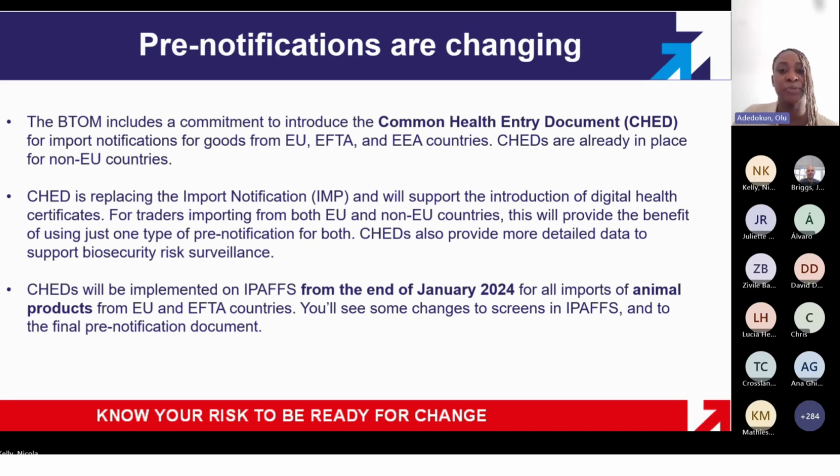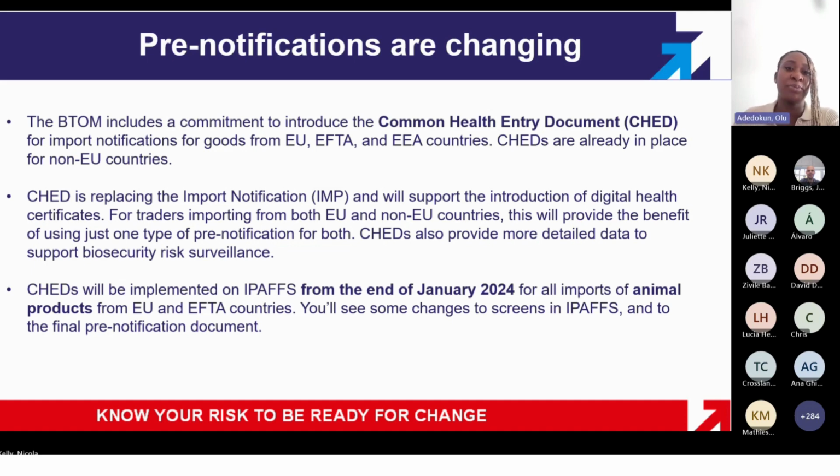CHEDs also provide more detailed data to support biosecurity risk surveillance. It will be implemented on IPAFFS from the end of January 2024, and this will be for all imports of animal products from EU and EFTA countries. You'll soon see some changes to IPAFFS and to the final pre-notification document.